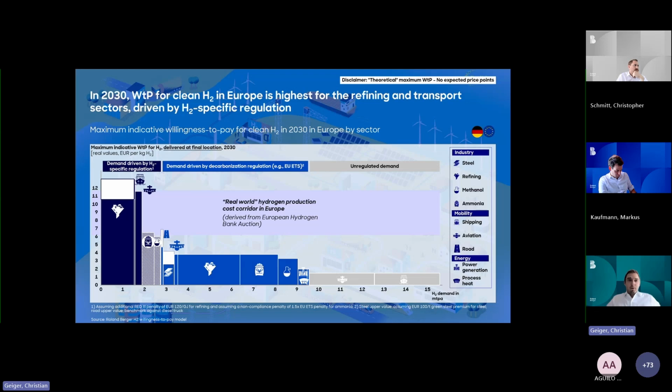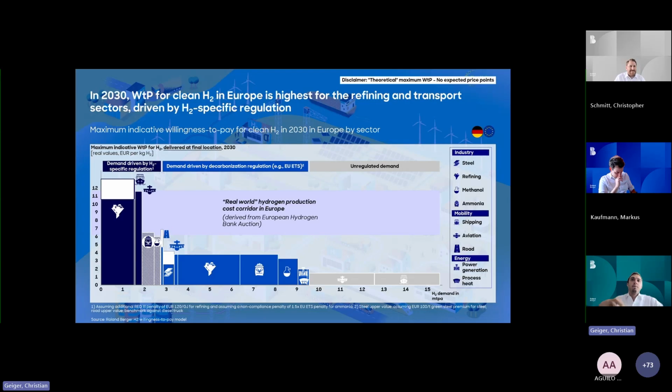Now, looking at the willingness to pay analysis, we have prepared this also based on the regulatory frameworks. As we laid out earlier, we do see some H2-specific regulations along with some decarbonization regulation, namely the CO2 pricing under EU ETS. And what we found is that the end-use segments being targeted by H2-specific regulations, namely refining, shipping, and aviation, show the highest willingness to pay going forward, right?